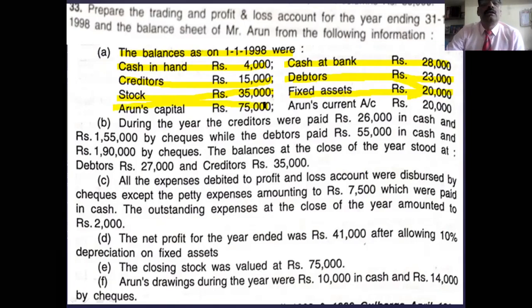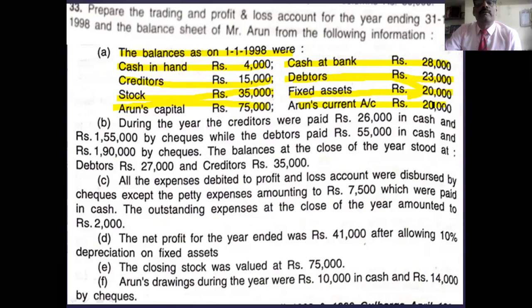Then Arun's capital. Capital is first it comes in the statement of affairs, then it goes to balance sheet as opening capital. And Arun's current account is here. So here accounts you have to maintain on fixed capital method. I think you studied in your previous second year class, fixed capital method and fluctuating capital method.